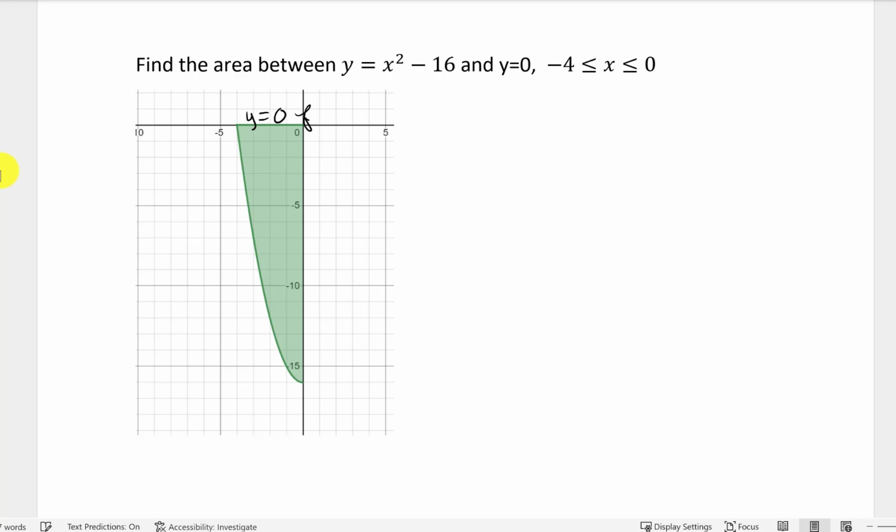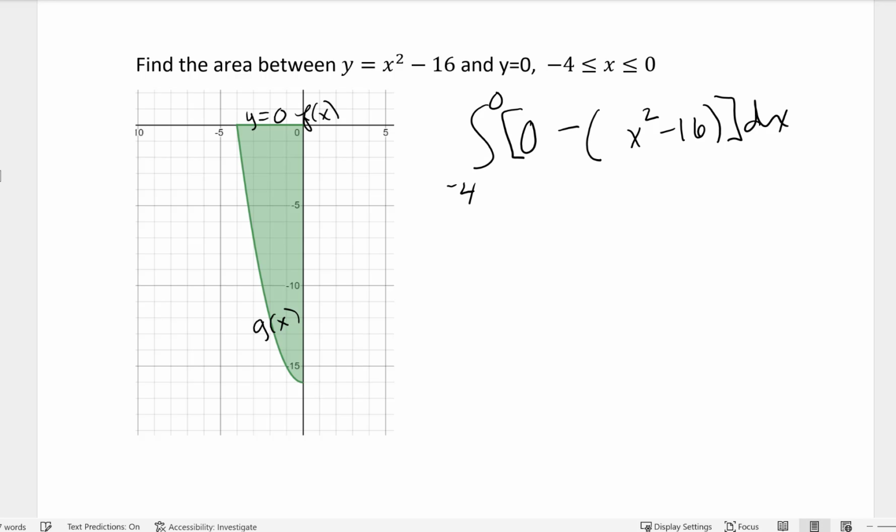So that's going to be my f of x this time. I want to put it first. And then I'm going to subtract the second one, which is my curve, g of x. So I'm subtracting x squared minus 16, and all of that is dx, from negative 4 to 0. To make this easier, I can drop the 0 and push that negative through. So I have the integral from negative 4 to 0 of negative x squared plus 16 dx.